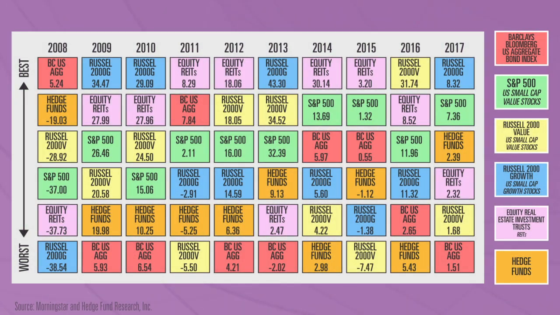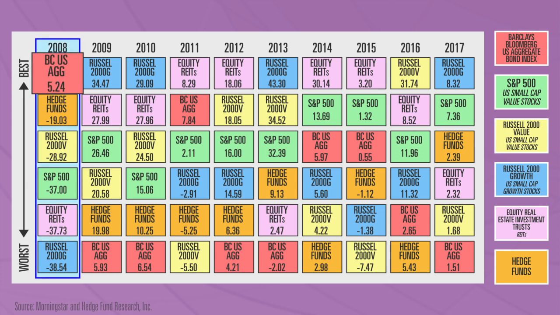This is a quilt chart. Each column represents an investment year and shows the best performing asset class at the top and the worst performing asset class at the bottom. Take a look at 2008, the year of the Great Recession. The best performer was the Bloomberg Barclays U.S. Aggregate Bond Index, returning 5.24%, a pretty remarkable return for such a bad year.